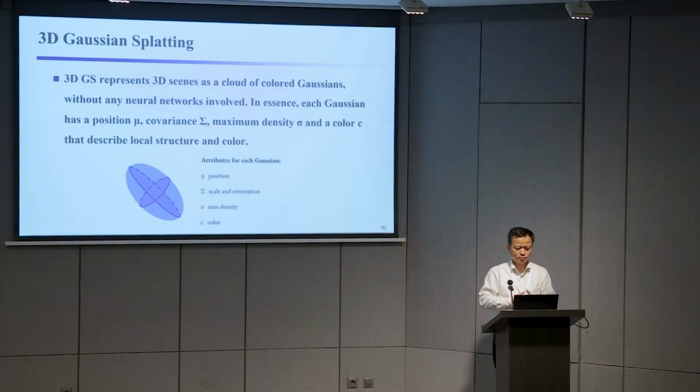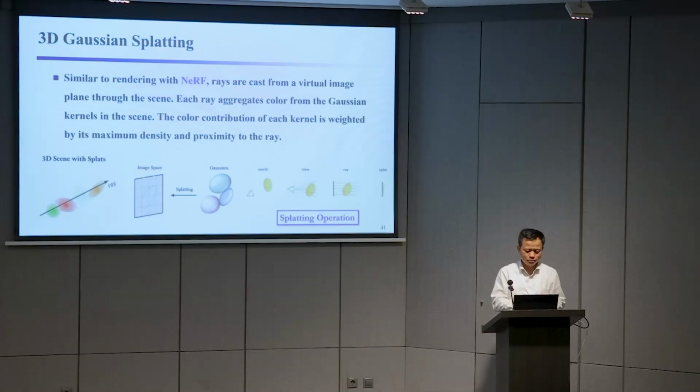So 3D Gaussian representation, 3D scene as a cloud of colored Gaussians without any neural network involved. In essence, each Gaussian has a position, covariance, maximal density, and a color that describe local structure and colors. Similar to rendering with NeRF, rays are cast from a virtual image plane through the scene. Each ray aggregates color from Gaussian kernels in the scene. The color contribution of each kernel is weighted by its maximal density and proximity to the ray.